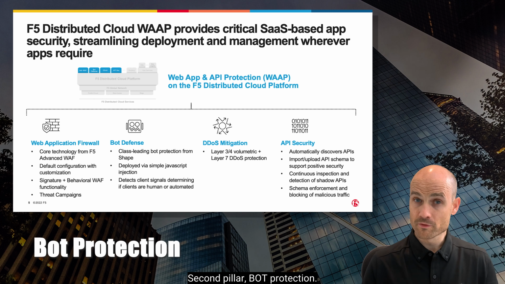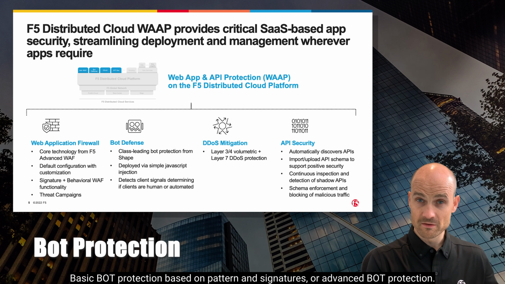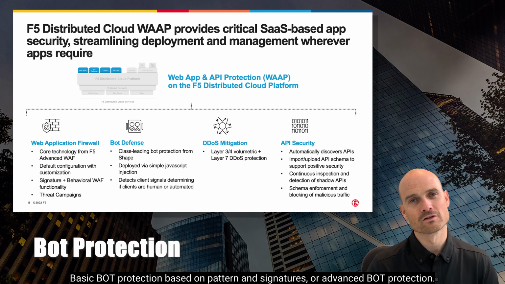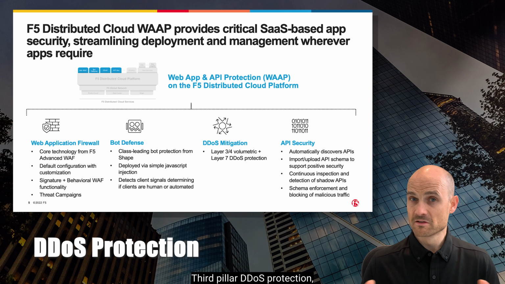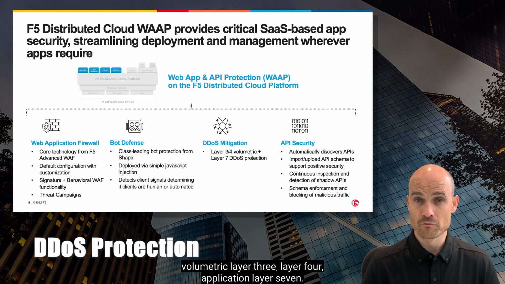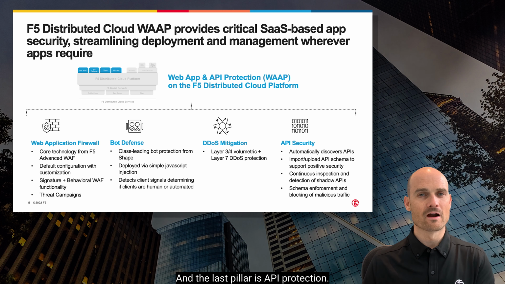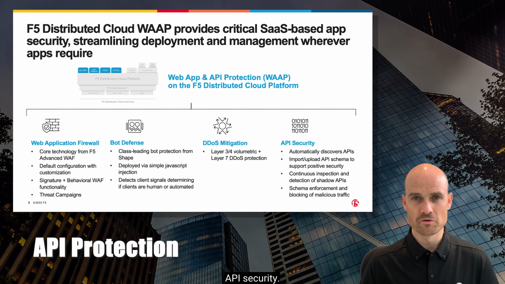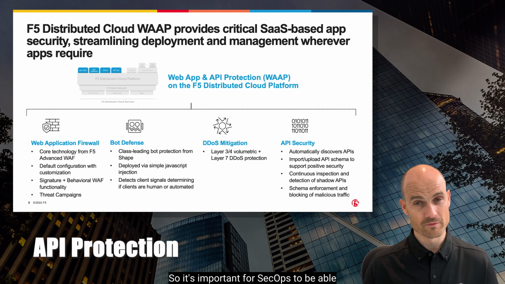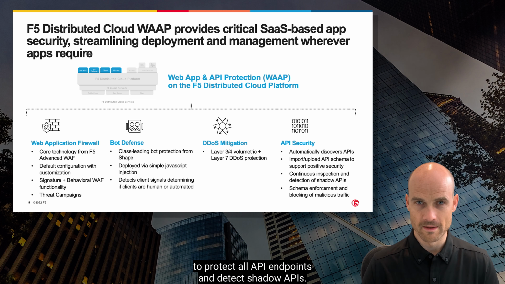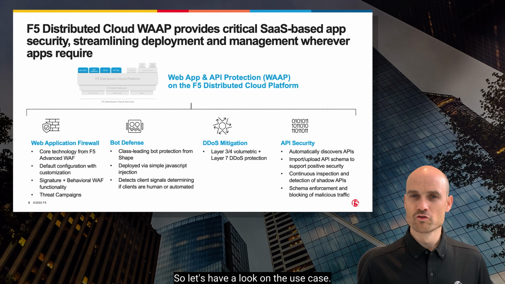Second pillar, bot protection: basic bot protection based on patterns and signatures, or advanced bot protection thanks to Shape bot defense. Third pillar, DDoS protection: volumetric, layer 3, layer 4, application, layer 7. And the last pillar is API protection, API security. Most modern applications are API first, API driven, so it's important for SecOps to be able to protect all API endpoints and detect shadow APIs. So let's have a look at the use case.